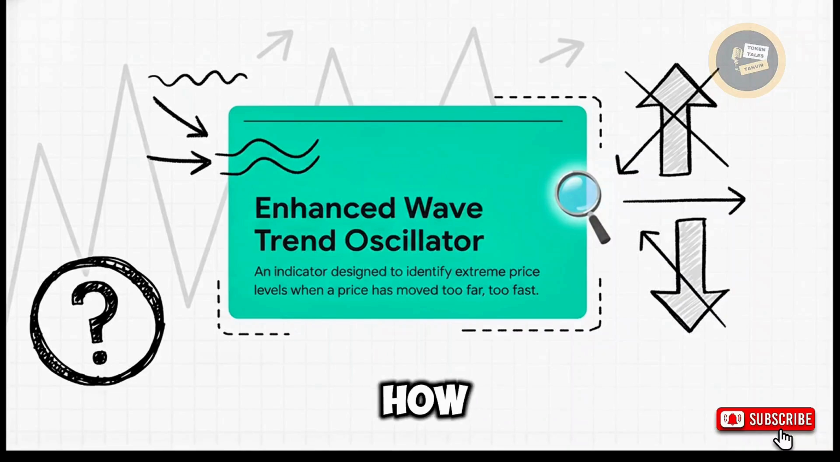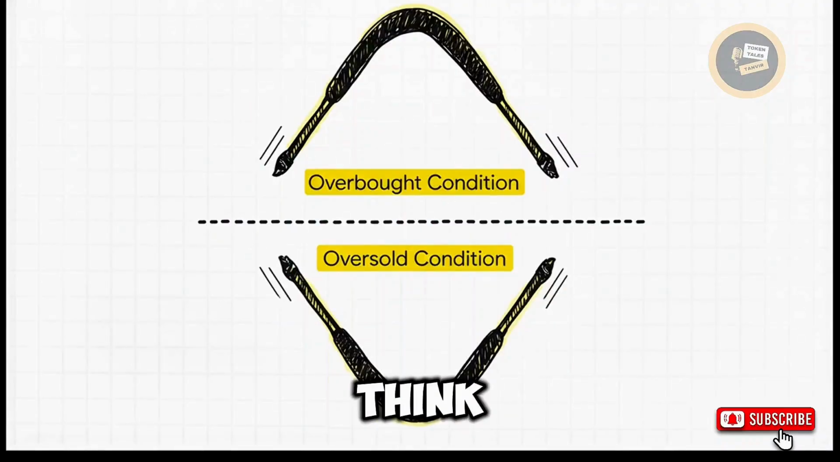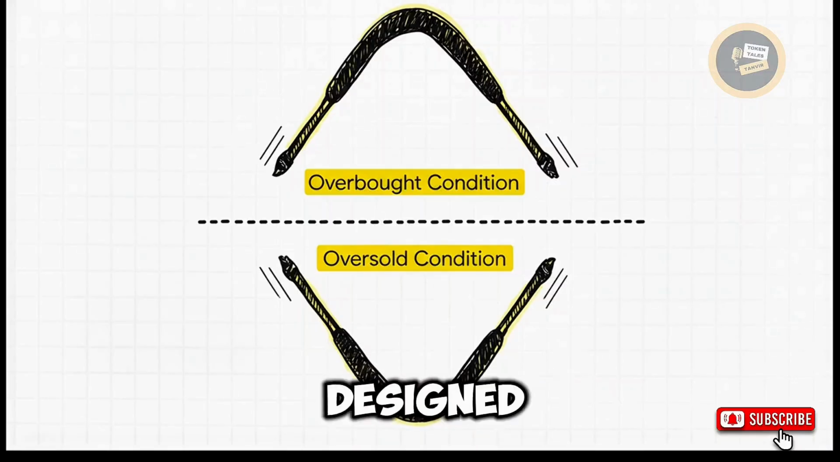It basically measures how fast and how tired price movements are to figure out when a trend has just gone too far, too fast. Think of it like a rubber band. When that band gets stretched way too far in one direction, what traders call overbought, or way too far in the other, oversold, it's probably going to snap back, right? Well, this oscillator is designed to spot those exact moments, when the rubber band is stretched to its absolute limit.